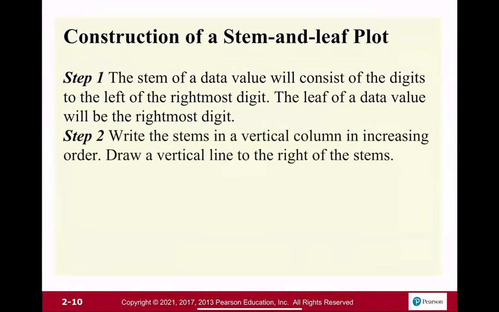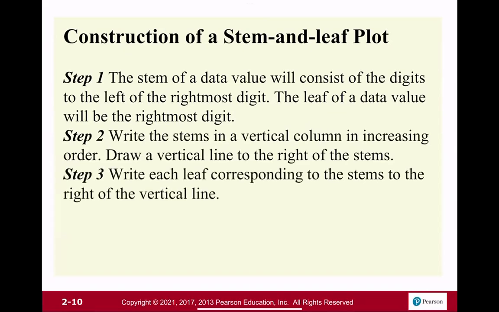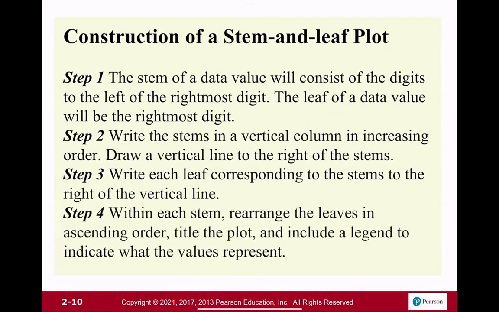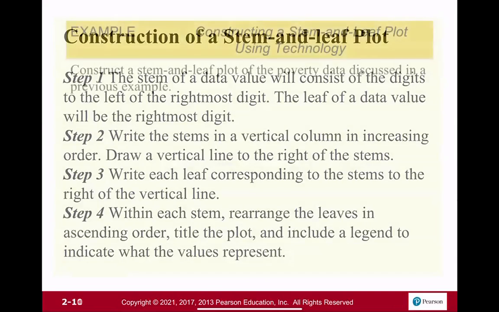Step 2, write the stems in a vertical column in increasing order, and draw a vertical line right after the stem. Step 3, write each of the leaves corresponding to the stems to the right of the vertical line. Step 4, within each stem, rearrange the leaves in ascending order, and title the plot and include the legend to indicate what the values represent.